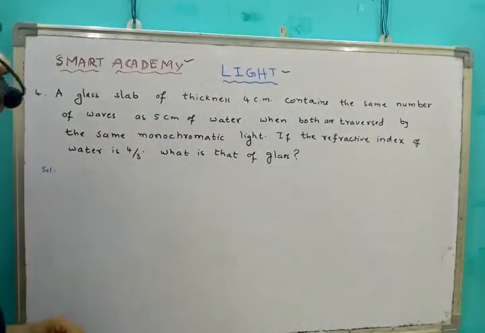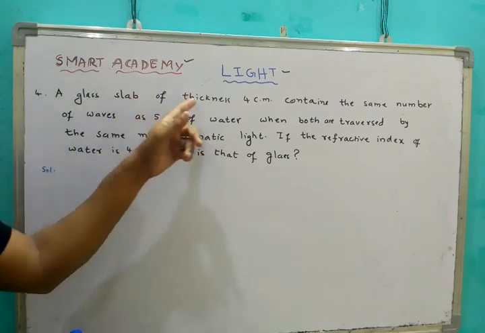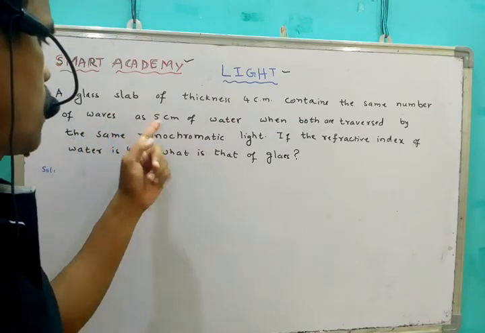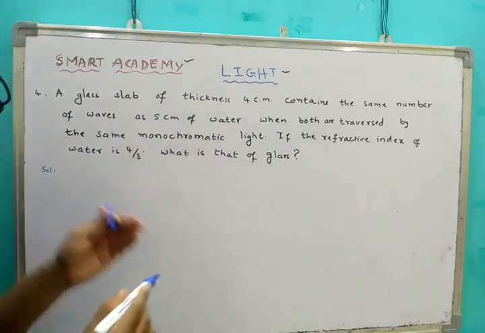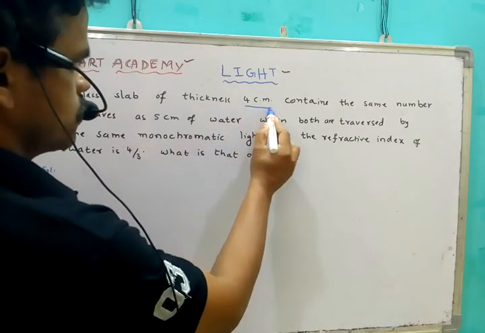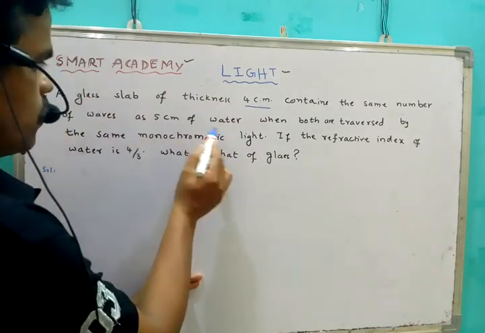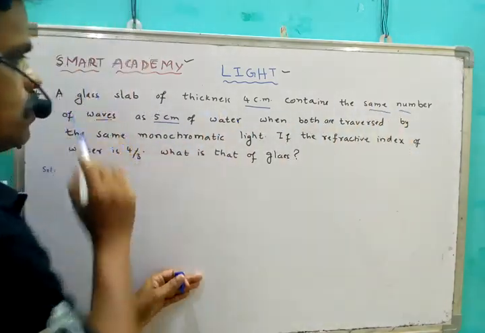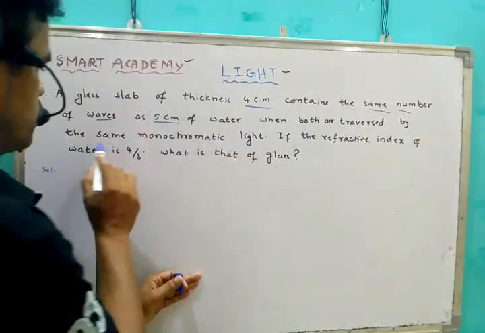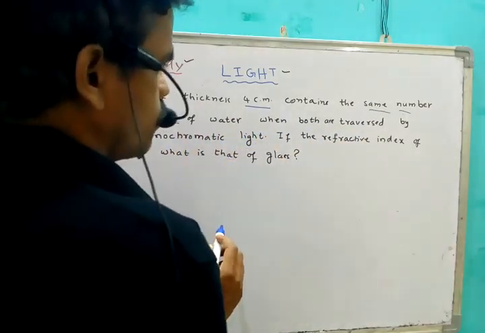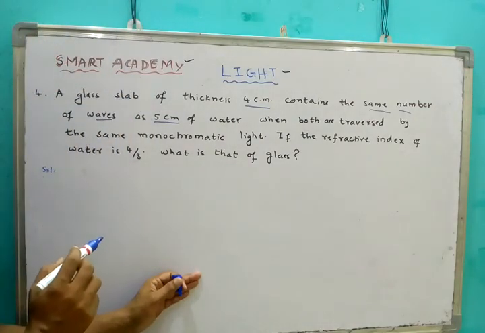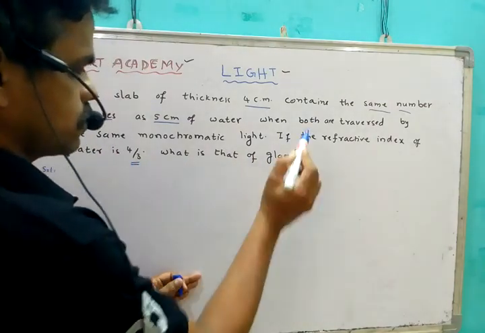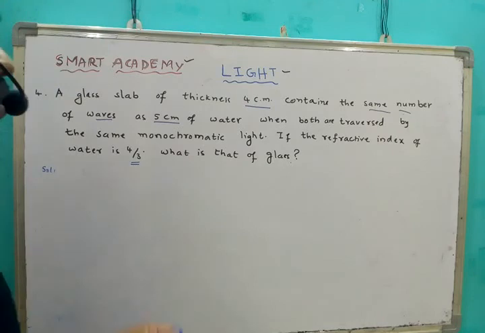So here we have one question. A glass slab of thickness 4 centimeter contains the same number of waves as 5 centimeter of water. See here, a glass slab of thickness 4 centimeter, and one more medium, water, that is 5 centimeter. Both media contain the same number of waves when both are traversed by the same monochromatic light. If the refractive index of water is 4 by 3, what is that of glass? So this is the question.